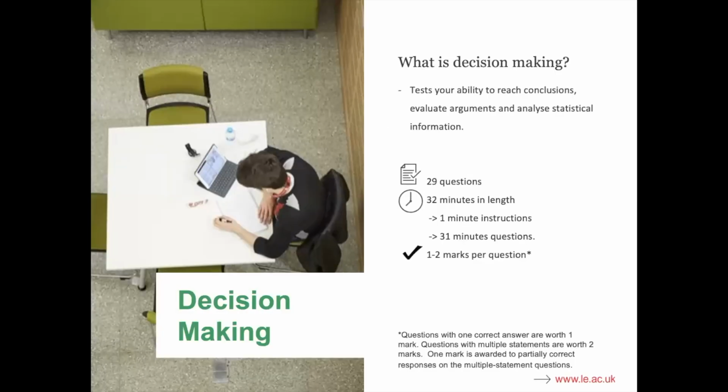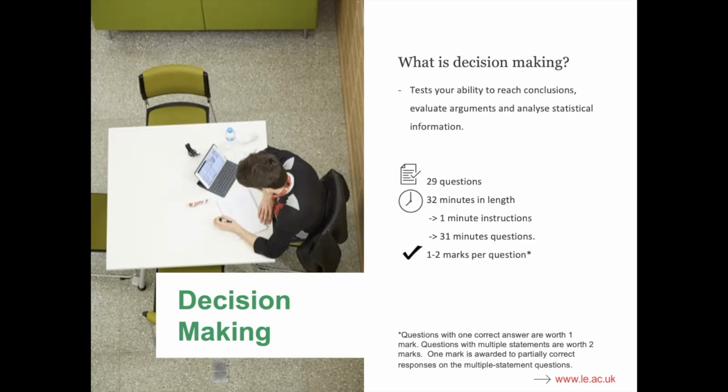The next section is the decision-making section. This section looks at your ability to reach conclusions, evaluate arguments, and analyze statistical information, all whilst dealing with uncertainty. This section has 29 questions, some of which have several subsections. You'll have 1 minute to read the instructions, and then you have 31 minutes to answer the questions.